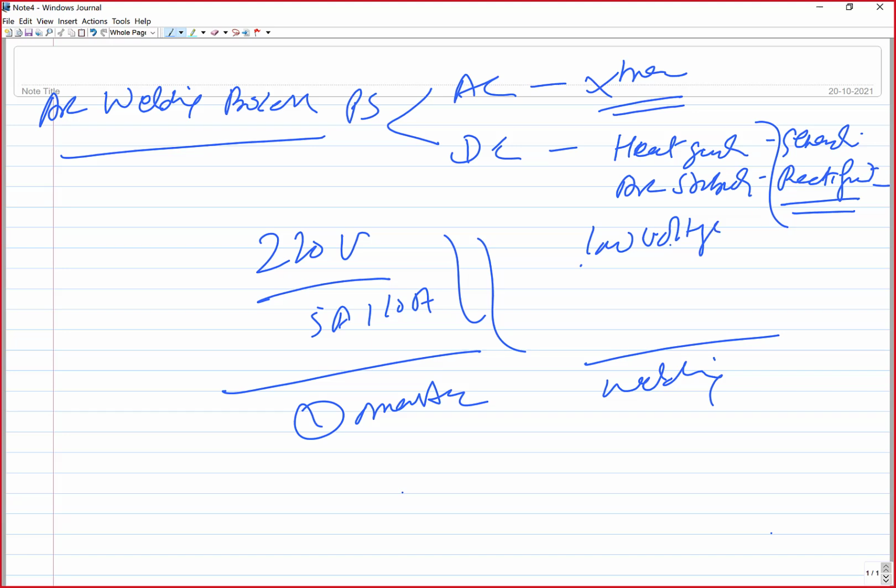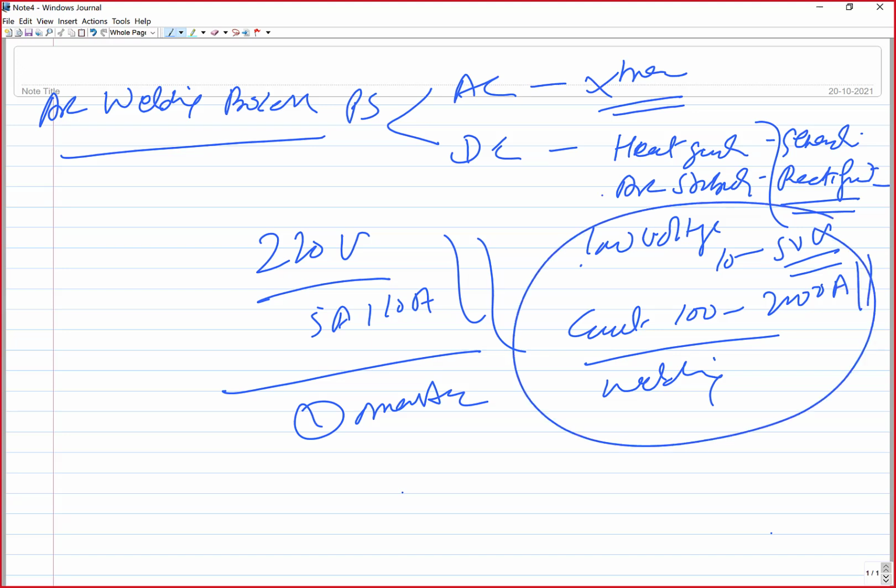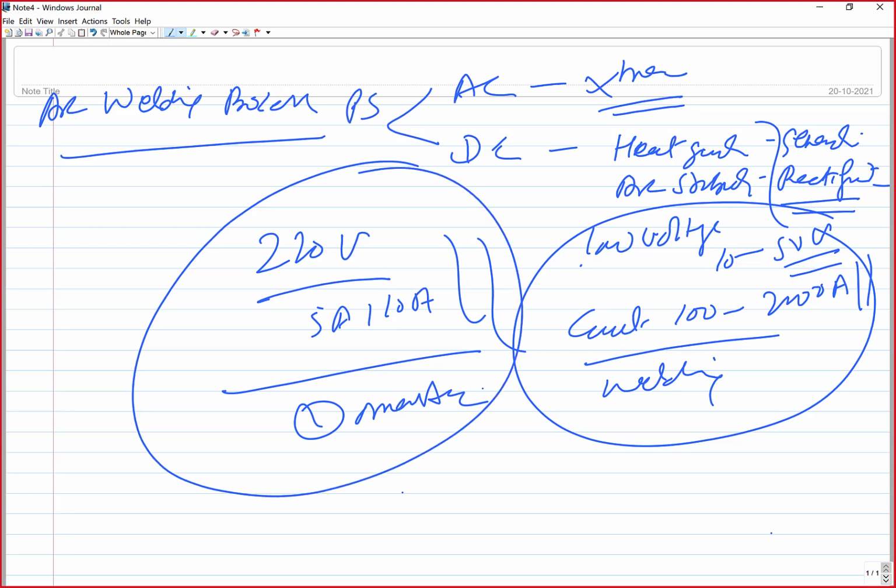The power delivered by the welding transformers is low voltage, which may be in the range of 10 volt to 50 volt, and the current may range from a nominal minimum of 100 to even 2000 ampere. So this is the difference between domestic power supply systems and welding power supply systems. In domestic power supply, you use high voltage and low current, whereas in welding power sources, we use low voltage and high current.